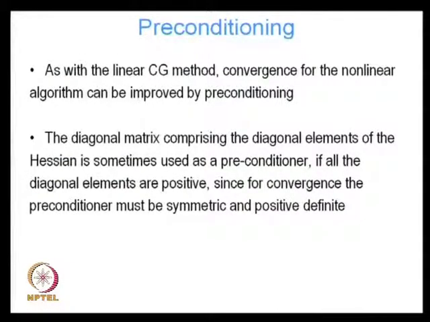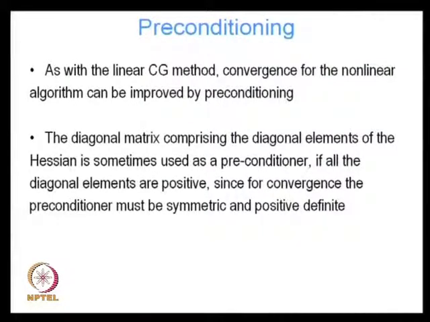Well, sometimes what people do is to use the Hessian matrix. Take the Hessian matrix, throw out all the off diagonal terms and keep the diagonal terms. If all the diagonal terms are positive, then I am assured that my preconditioner is symmetric and positive definite. The condition was that the preconditioner has to be symmetric and positive definite. So, if I do that, then I am assured that it is a valid preconditioner.